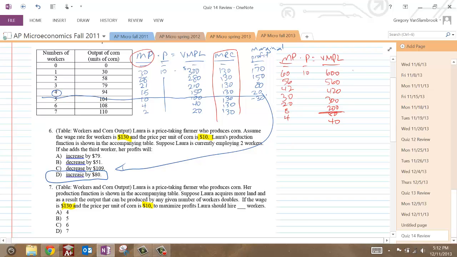Sorry, it doesn't line up terribly well, but let's put our quantity of workers over on the right hand side too. 1, 2, 3, 4, 5, 6, 7. So the answer is 5. And therefore our choice here is B.